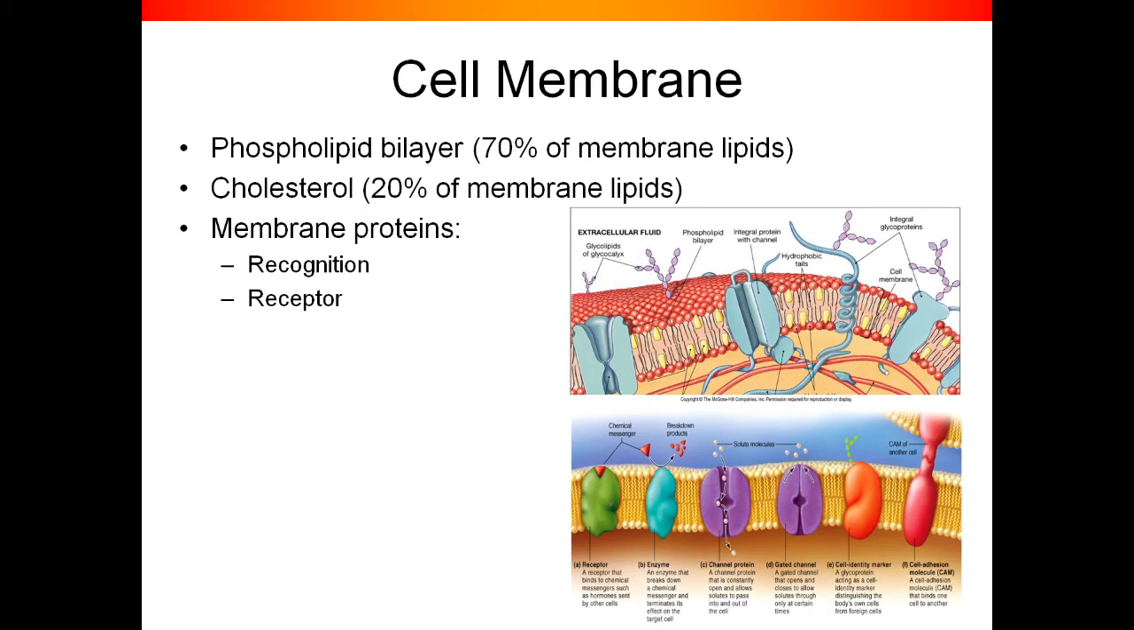An example of this would be insulin binding to receptor proteins that cause a cell to increase the rate of glucose absorption, for example.